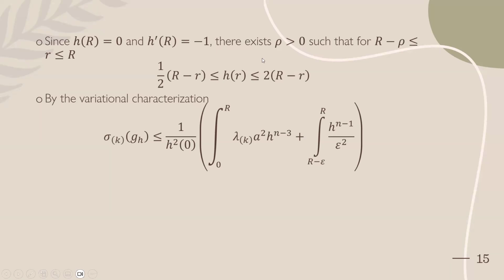And what we can do is use the assumption on h that we already know. So we already know that in big R, h is equal to 0, and that its first derivative in big R is equal to -1. From those two, we can say that there exists a rho positive such that for each small r between R minus rho and R, so a small interval, then h is bounded by the following functions. So at the end of our big interval, if epsilon is small enough here, then we can say that h is bounded.